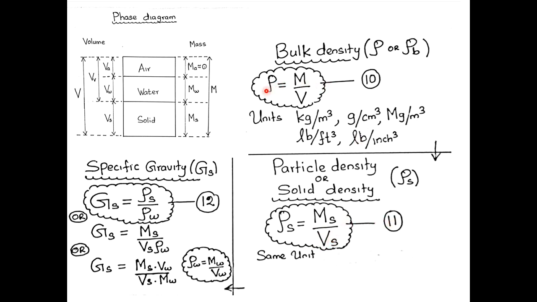Bulk density is equal to total mass over total volume. Solid density or particle density is equal to ms over Vs. Particle density is ms over Vs. Bulk density is total mass over total volume.